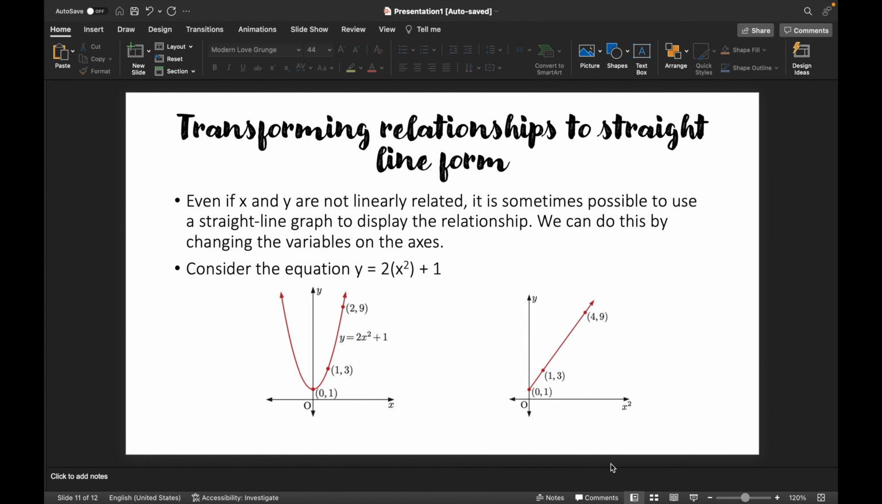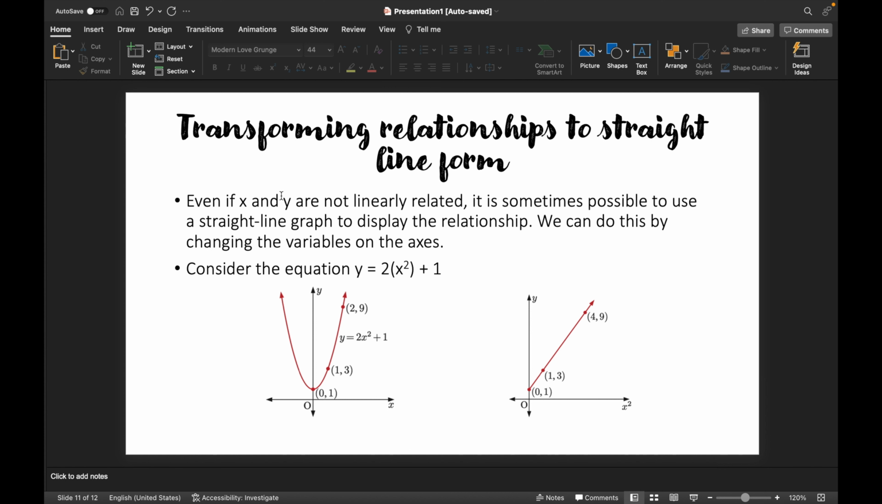Now let's look at transforming relationships to straight line form. Sometimes the variables x and y may not be related linearly. Some examples include y and x to the power of 3 or square root of x. Variables like that are not related linearly, so in that case you're supposed to manipulate a few things in order to get it linearly.